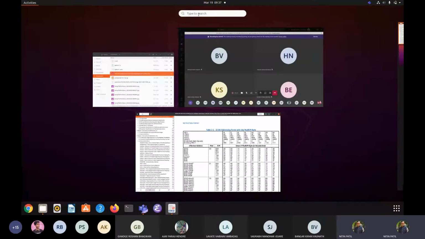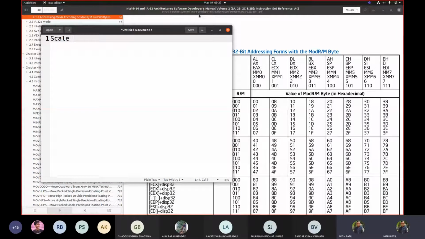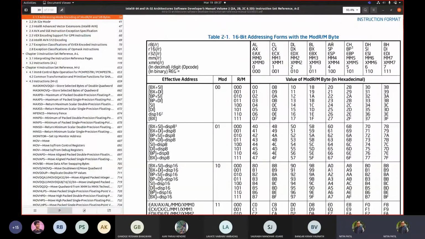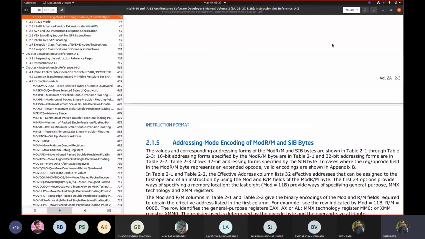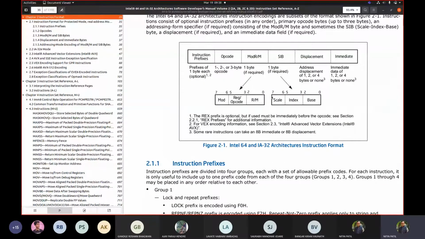So let me write scale, index, let us say base. This is for your scale index base byte. Fine. So let us really see what happens with that scale index base byte, this SIB.